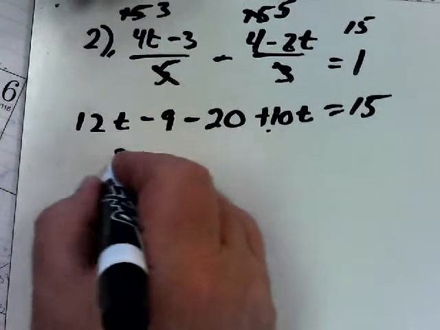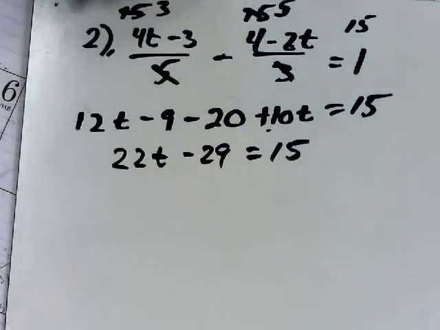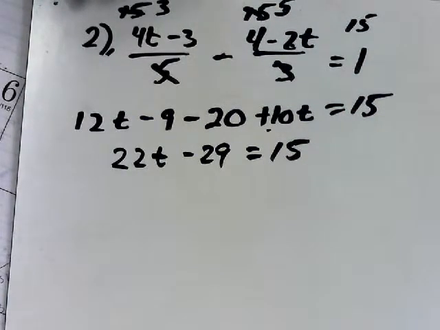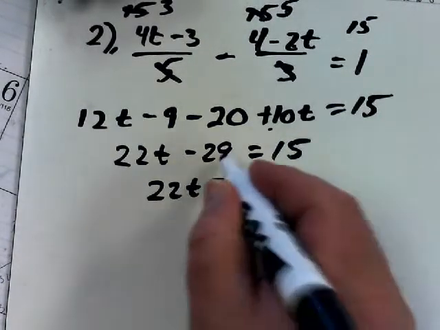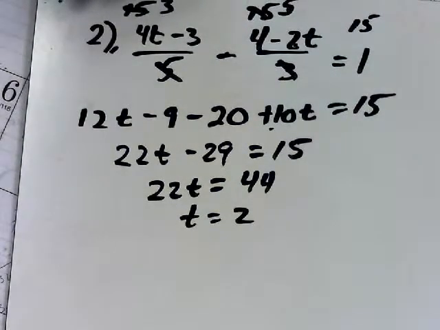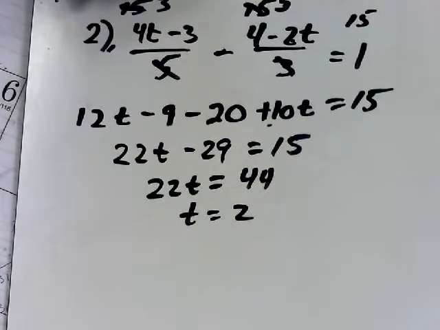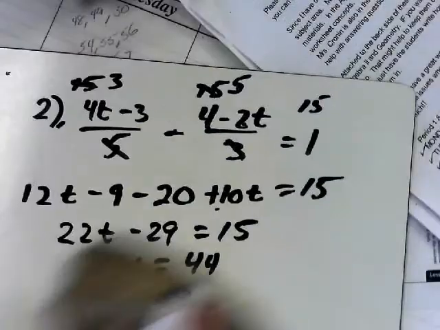Adding the t's together, I'd have 22t. Adding these two together, I get a negative 29 equals 15. 22t equals 44 by taking the 29 over to the other side. So t is equal to 2. Okay? Gotta watch the signs. Number 3.